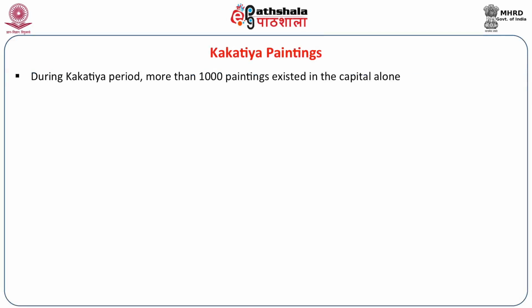During the Kakatiya period, more than 1,000 paintings existed in the capital alone, because it was believed that many painters were encouraged to come and settle down in the capital. The Chitrashala of Machal Devi, King Prataparudra's favorite courtesan, was very famous for its painted ceilings, which consisted of various episodes from the Puranas, and not just the Puranas, there were also a lot of erotic paintings.